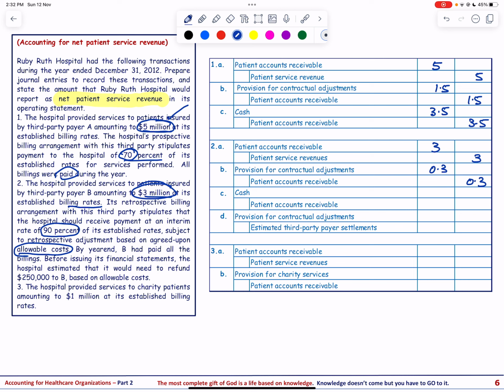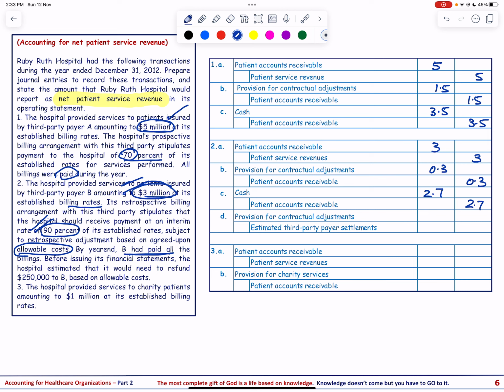Then by year end, B has paid all the billings before issuing its financial statement. That means we have received the money and we are going to receive 90% of 3 million. So 90% of 3 million is 2.7 million. So cash is debit by 2.7 million and patient account receivable is credited by 2.7 million. We move on to the next transaction.